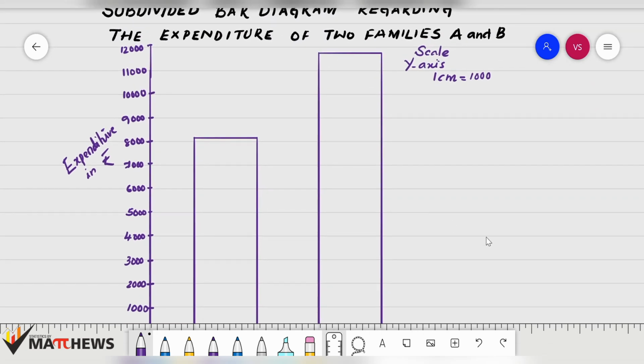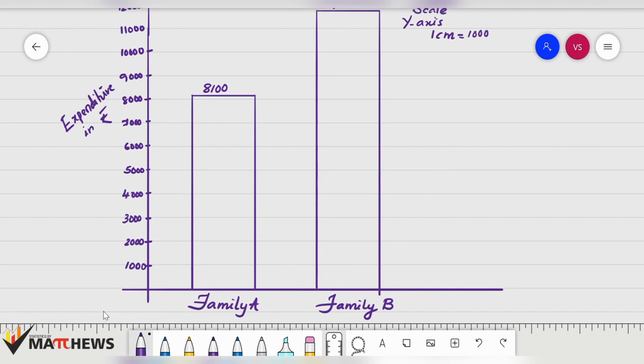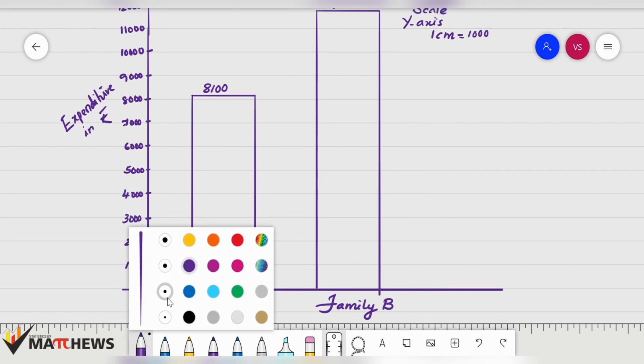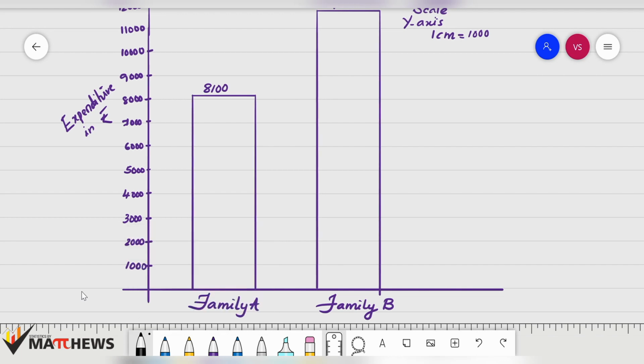The length of this bar is how much, students? It is 8100. The length of this bar is 11,700. So now we need to do the components, students. So what we have to do for the component's sake? Okay, so we need to draw the lines. I will take a thin line, and then I will start marking for you.